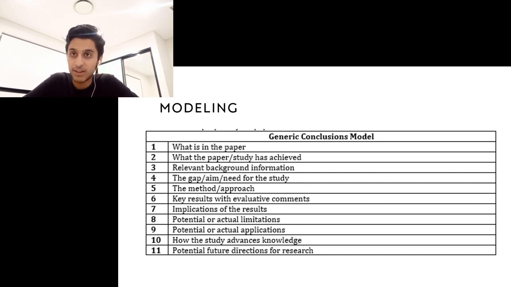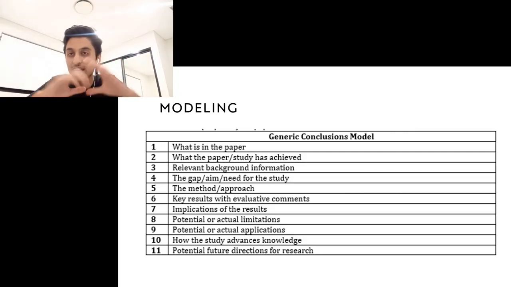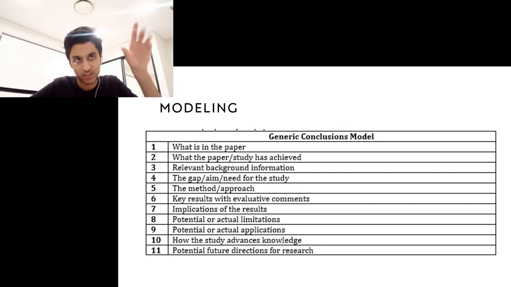Then you want to provide relevant background information. So if someone's just skimming through this, they should be able to pick up those key relevant background pieces of information, and they should be able to use that to explain your paper. Then this is kind of, you're at the introduction stage right now. And then you want to give the gap, aim, or the need to study. So why was it necessary to study this? And now you've finished with the introduction. The first four parts were in the introduction.